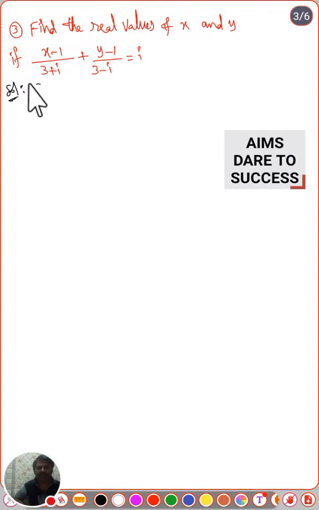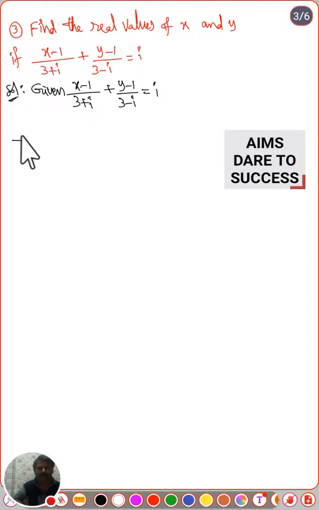Given value: (x - 1) by (3 + i) plus (y - 1) by (3 - i) is equal to i.